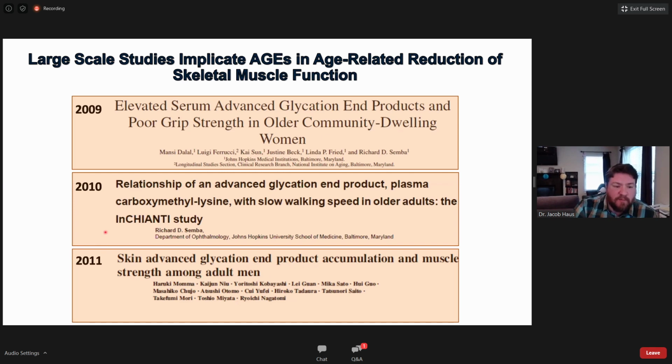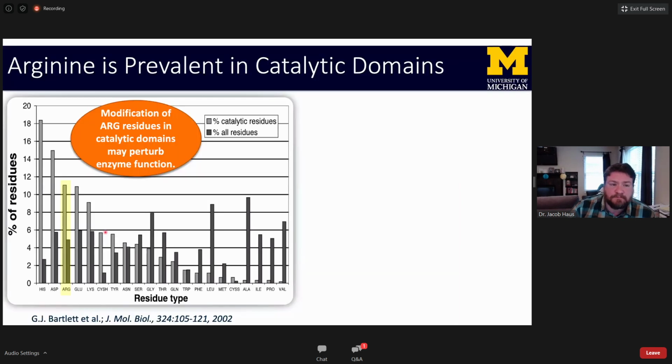And so we think it's important to continue to focus on the skeletal muscle with relation to glycation biology to not only understand age-related processes, but also to help gain insight into diabetic-related problems as well. Now, glycation typically affects arginine residues. And so arginine is very prevalent in catalytic domains. And so here you can see some data published a number of years ago now from Bartlett that shows that the percentage of arginine residues in catalytic domains is actually quite high relative to histidine and asparagine.